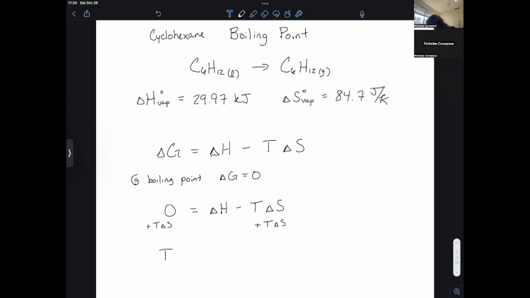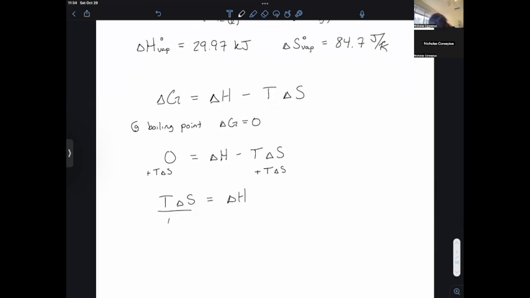So now I have temperature delta S equals delta H. And then I'm going to get temperature all by itself by dividing both sides by delta S. That crosses it out over here. And so what I have built is this relationship that my temperature of, and specifically my boiling point, is equal to the delta H of that vaporization reaction divided by the delta S of that vaporization reaction.